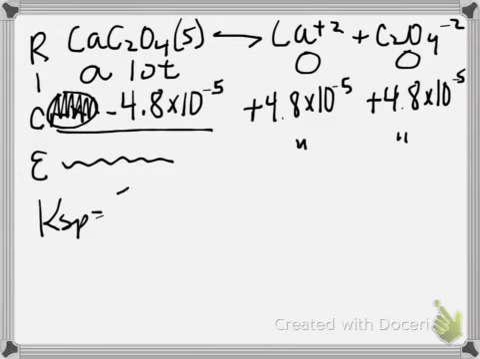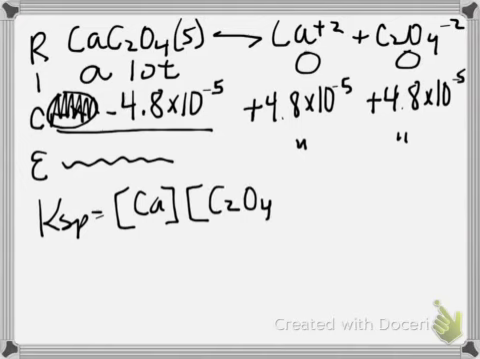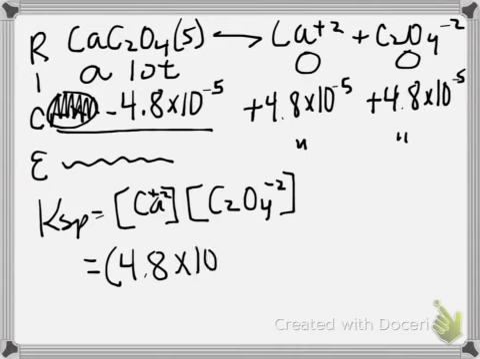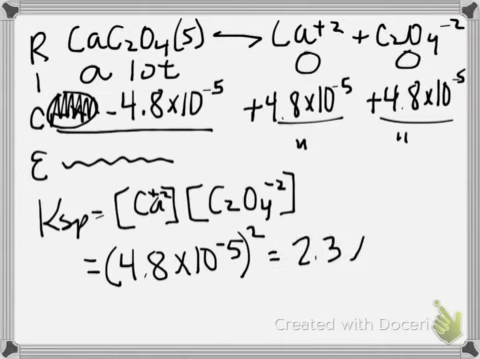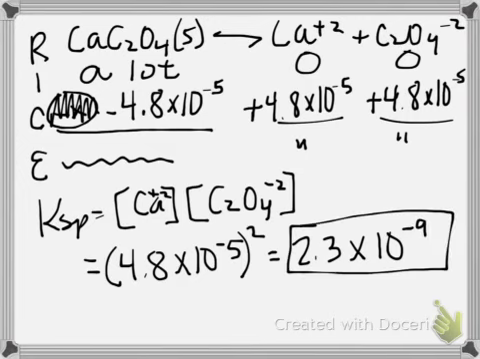KSP is just the calcium times the oxalate. Let me get the charges in there. So we just plug in the equilibrium values. For each of these, it's 4.8 times 10 to the negative fifth. So we would square it because it's just the same number each time. So our KSP value is 2.3 times 10 to the negative 9. So this is the answer to 1A on page 35.